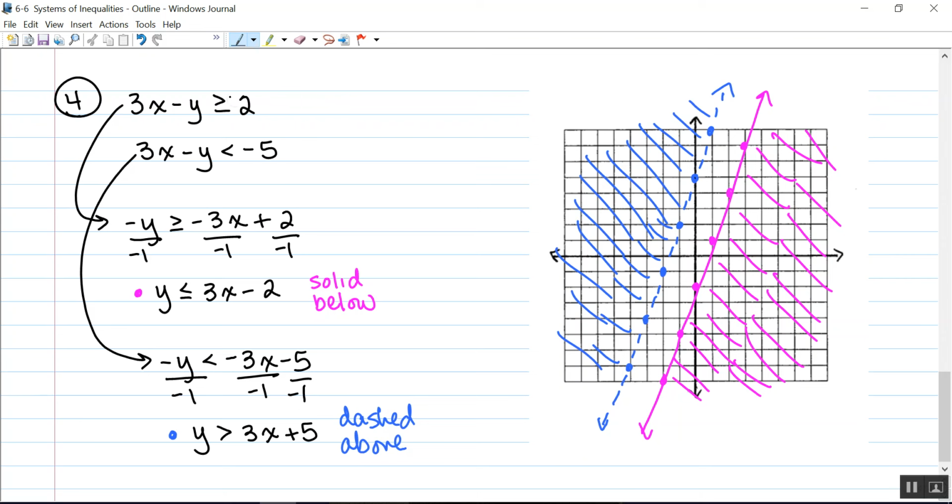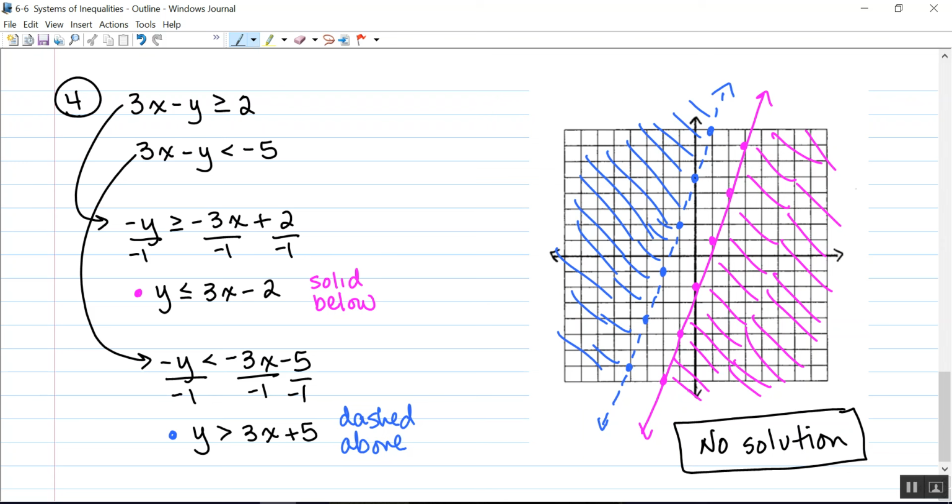Okay, and now I step back and I look for the overlap. Well, this is kind of strange. It's above the line that's on top, and the shading is below the line that's on the bottom, so there is no overlap. So for this one, I actually do get to write something. There is no solution, because there is no overlap of the shaded areas, which means there is no ordered pair on the coordinate plane that will work in both of those inequalities.